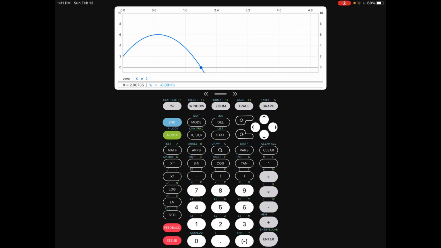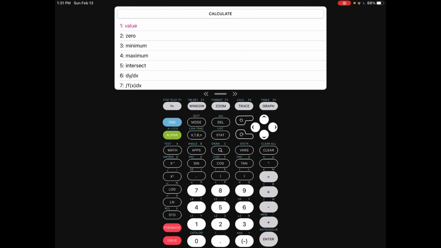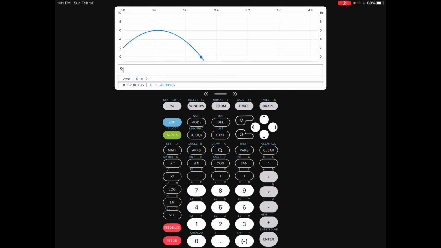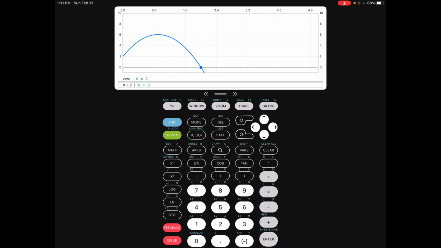And I can find that 0 pretty easily. And if I wanted to work out the height when time is 2, I just go second calc. I choose value, and I tell it x is 2. And it tells me, it says in blue there, y1 equals 0. Bam, we've got that answer.